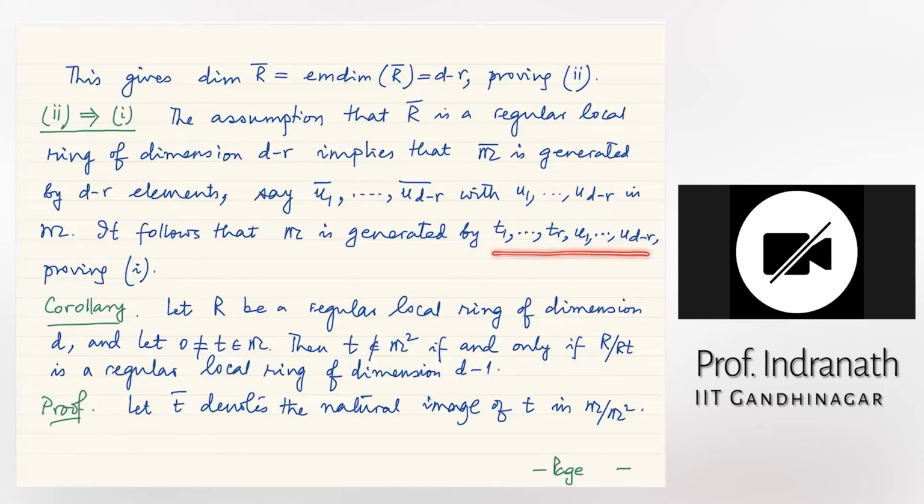Is that clear to all of you? That if you know that M bar is generated by these elements, then when you sort of unquotient it, if I may call it that way, then these generate your M. Is this clear?